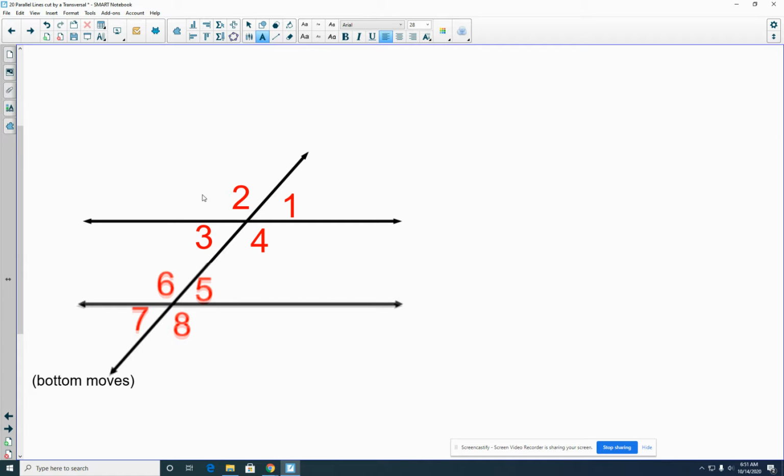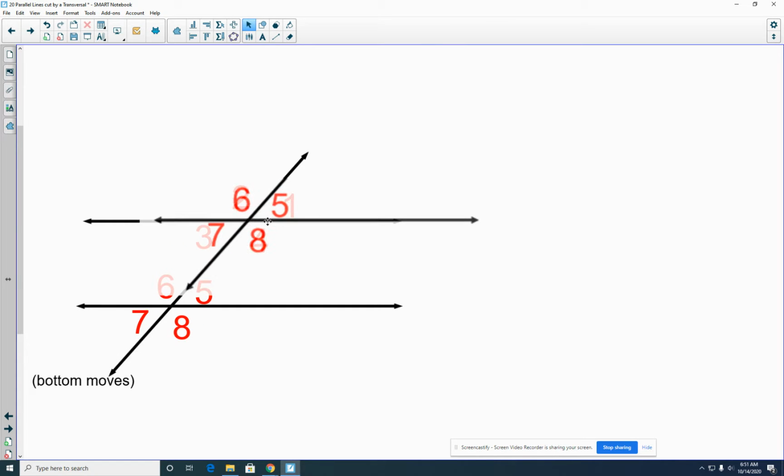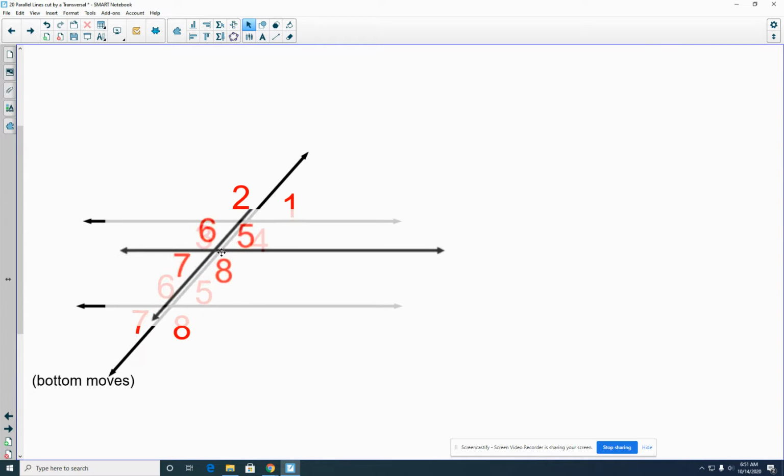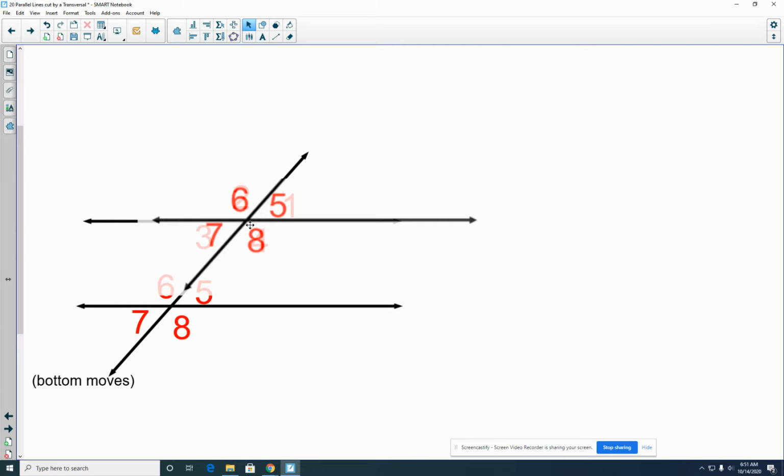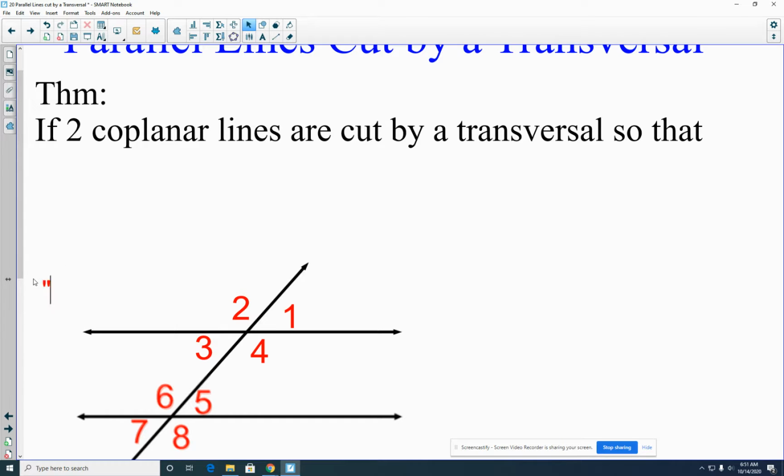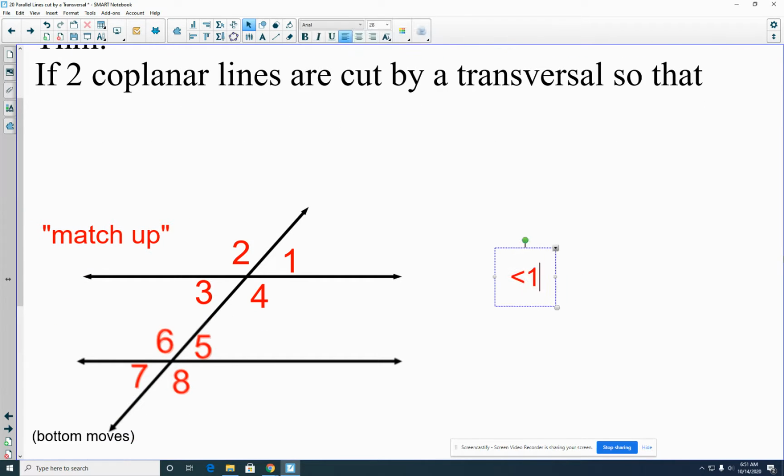A pair that we said were acute: 1, 3, 5, and 7. If I look at 1 and 5, I'm going to take this bottom piece, and it actually slides. Watch what happens. I know for sure that 1 and 5 are equal. It's like tracing: I can slide it up, and 1 and 5 match up. I want you to think in terms of what matches up. If I slide the top to the bottom or the bottom to the top, what falls on top of each other? We said angle 1 and angle 5.